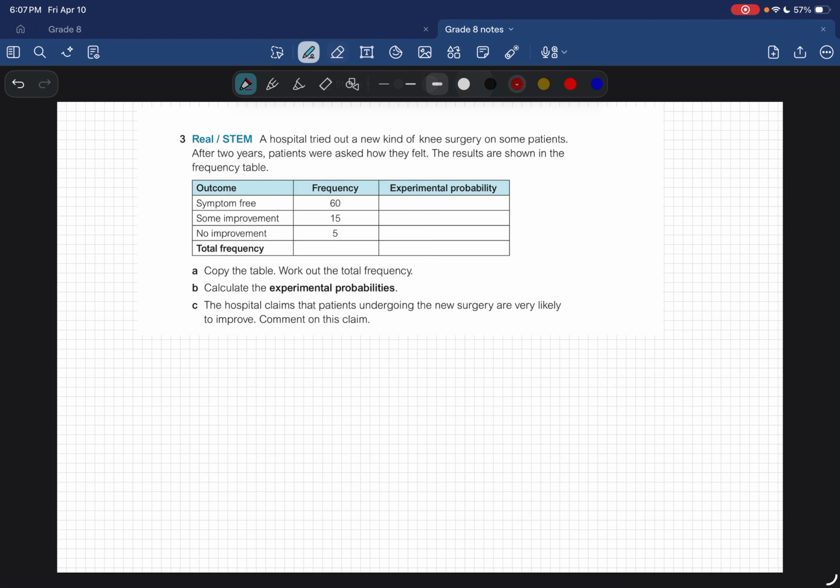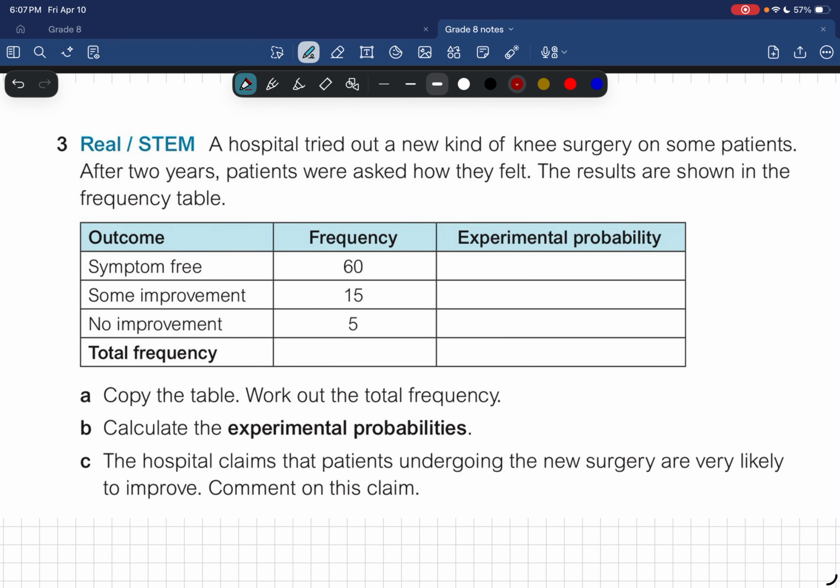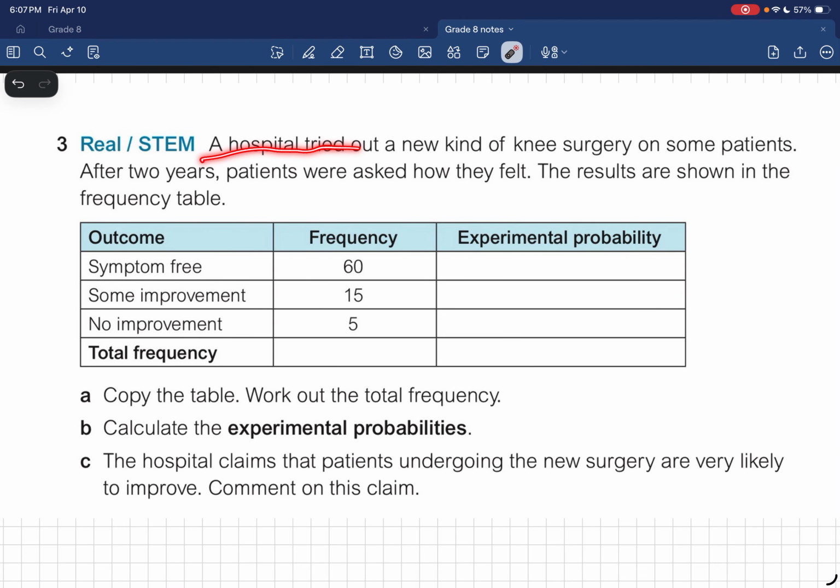Starting off with an example, it says a hospital tried out a new kind of knee surgery on some patients. After 2 years, the patients were asked how they felt. The results are shown in the frequency table. So we have this kind of surgery with results on a lot of patients, and some of them got good results, some of them got bad results after the surgery.